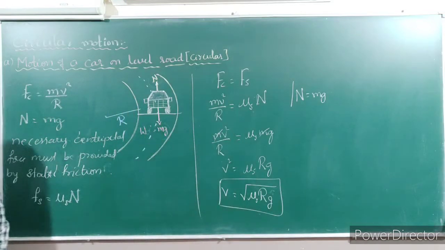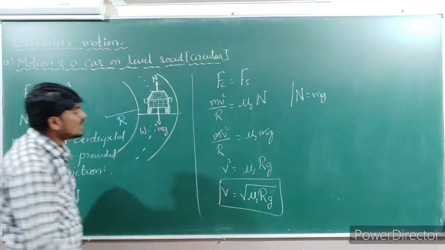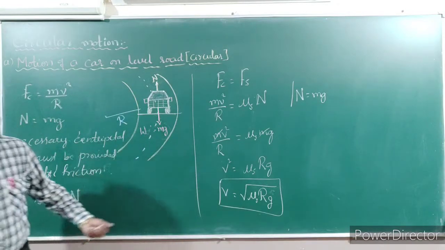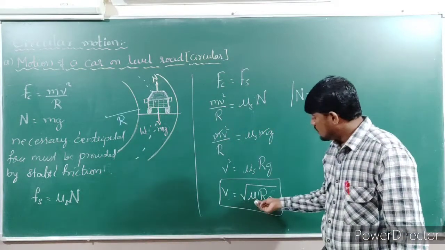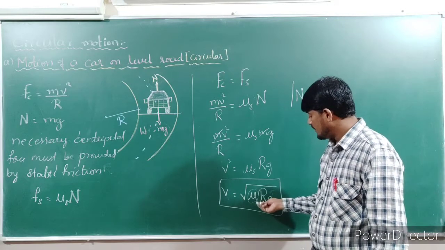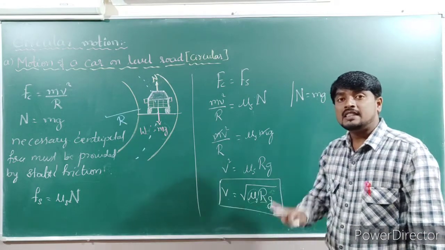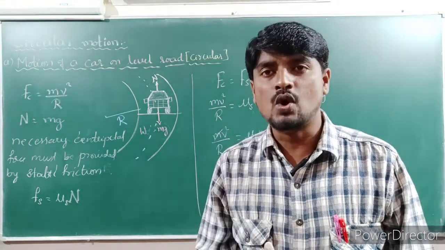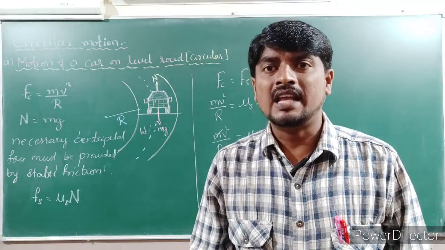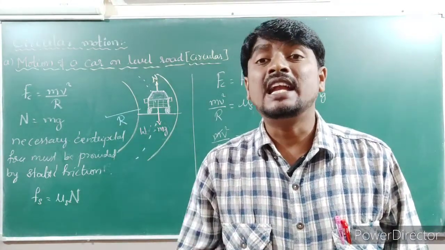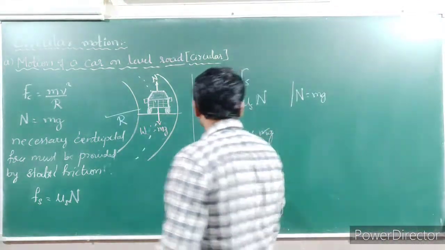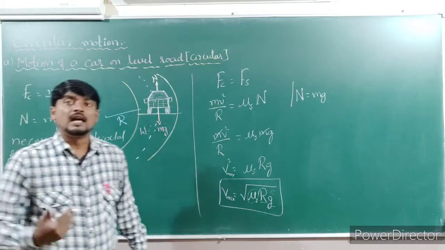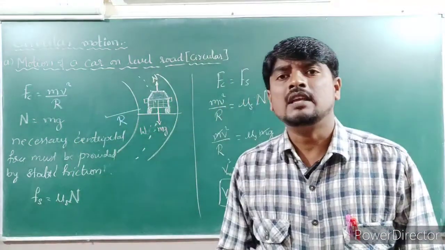This is the velocity of the object when it is moving in a circular leveled road. If you look at this equation, the velocity depends on the coefficient of static friction, the radius of the circular motion, and gravity. There is no mass. That means when the body is moving on a circular leveled road, the velocity of the car is independent of the mass of the car. If I take this as the maximum velocity, Vmax is equal to the square root of mu s into Rg. It is not at all depending on the mass of the car.